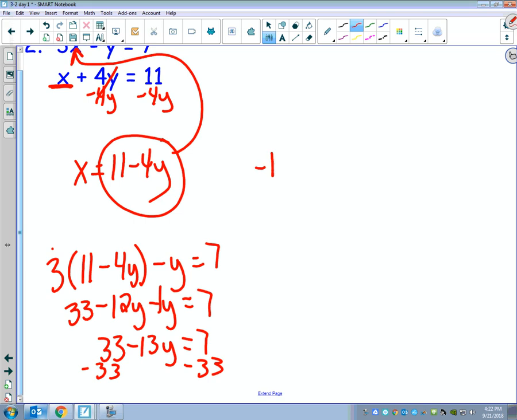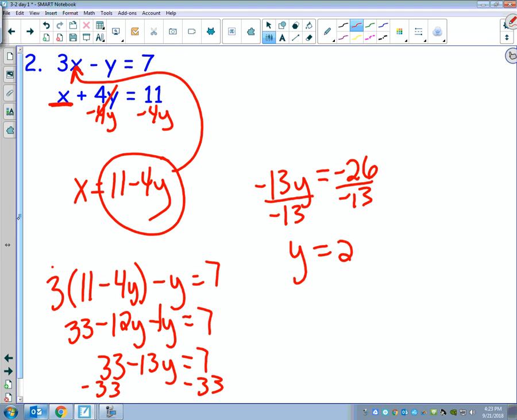And that would give you negative 13y equals what? Negative 26. And then you divide by negative 13, which would give you y equals 2. Again, you're not done yet because you have to also find x.